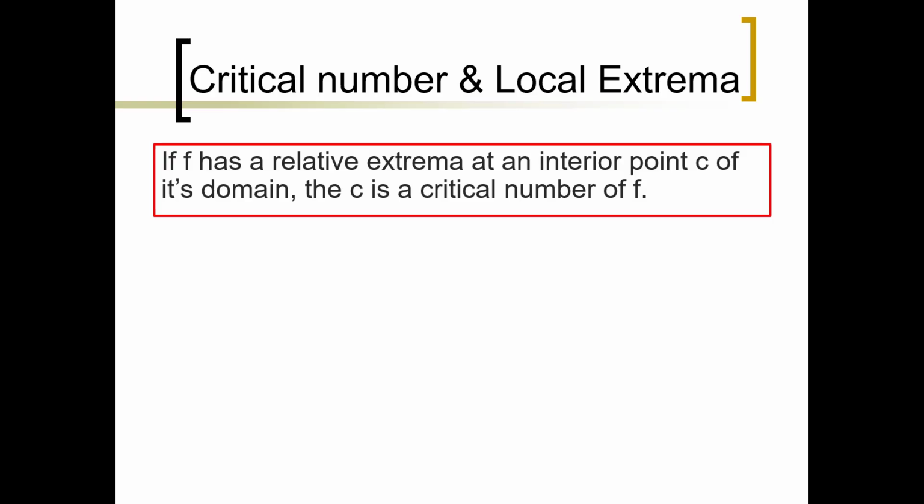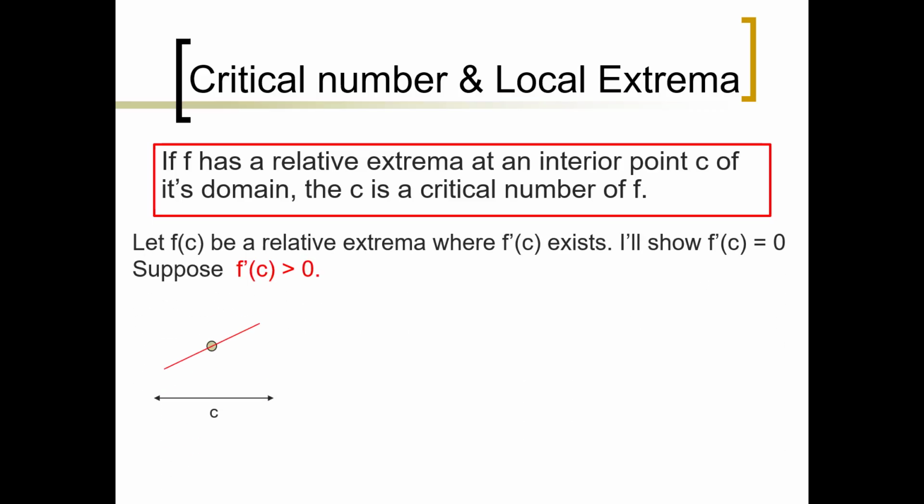Now I implied that there was a connection between critical numbers and local extrema, so let's prove it. If a function has a relative extrema at an interior point C of its domain, then C has to be a critical number of the function. Now why? Let's just consider that f of C is actually a relative extrema, either max or min, I don't care, and assume also that the derivative at C exists, because obviously if it didn't exist, then it would already be a critical number. There'd be nothing to prove. I'll show you then that the derivative at C has to be 0, forcing it to be a critical number.